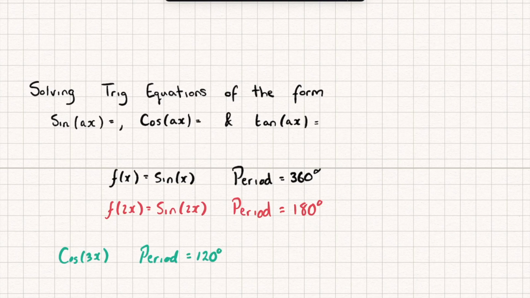And one final example, say we had, for example, tan of 1/2 x. Well, the original period of tan is 180, but what we're doing is we're stretching it scale factor, well, 1 over 1/2, which is 2, so it's going to become twice as much. So the period is now no longer going to be a half, it's going to double, and the period is going to become 360 degrees. So if you can understand this, the rest of the video should be pretty straightforward to do.